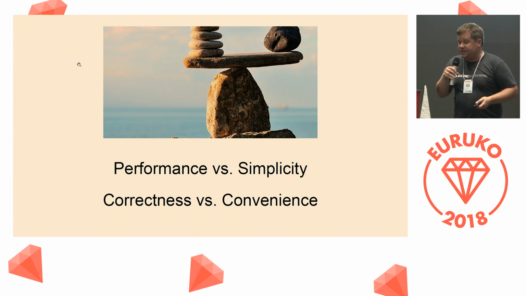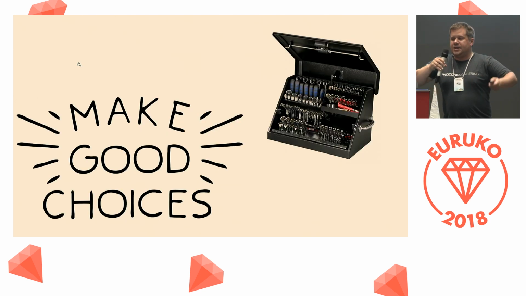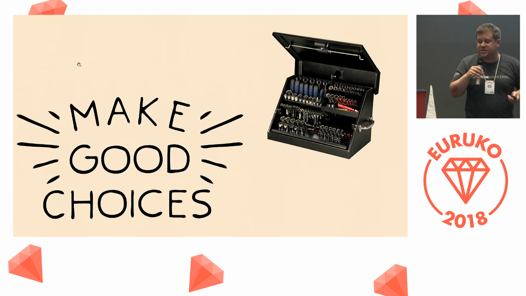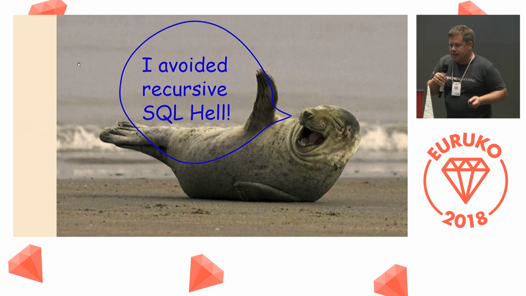You have choices at the end of the day, and you can only pick the choice that fits your use case the best. So make good choices. Realize that the pattern that's most obvious to you might not be your best one, whether it's trees or these other types of relationships. There is more than one good way to do things, and it depends on what you're doing. Congratulations, you avoided recursive SQL hell.